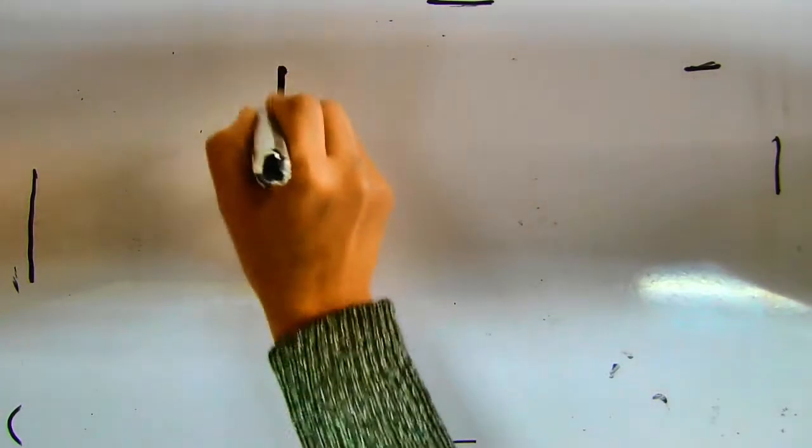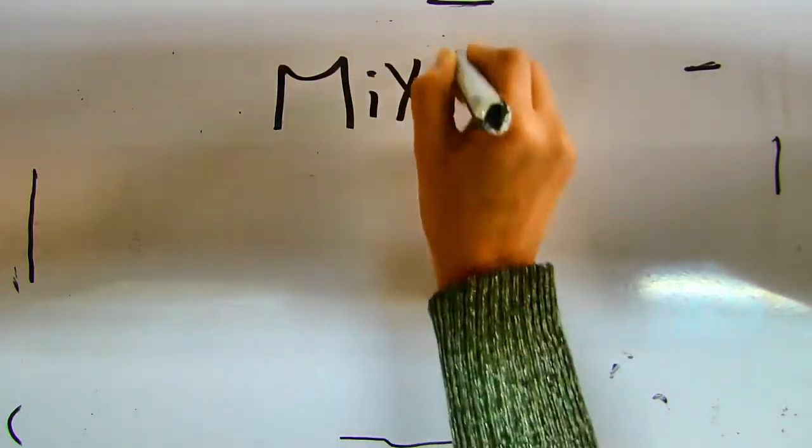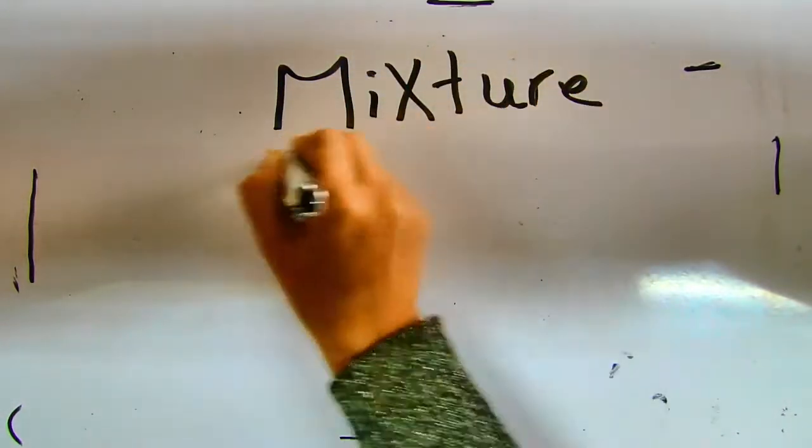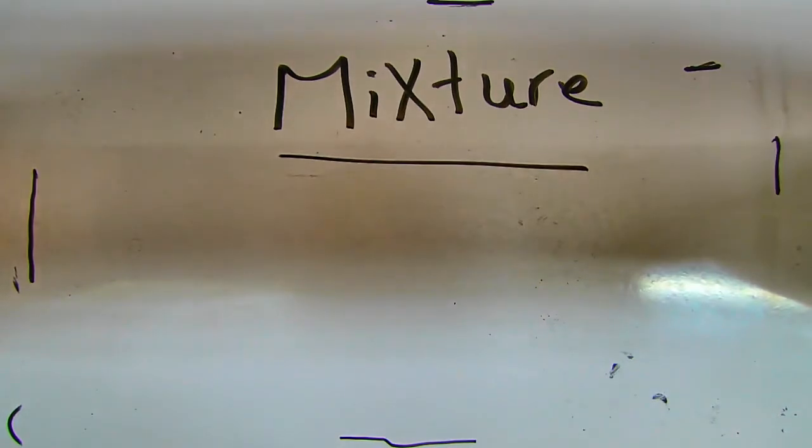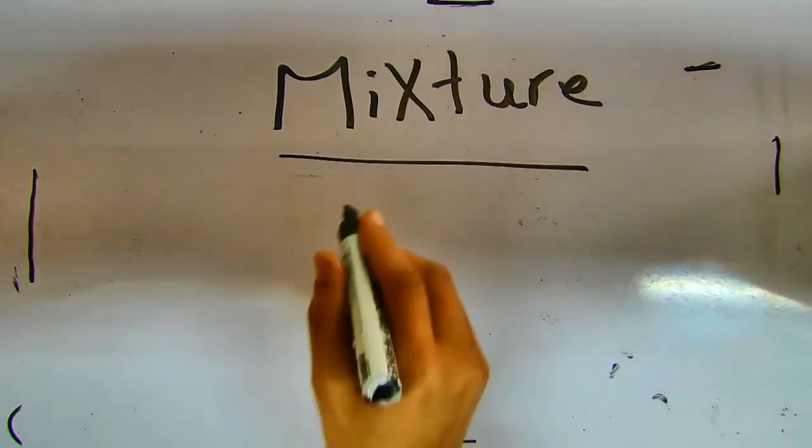Today we're going to take a new lesson which is called mixture. There are two types of matter. First, we have to know there are two types of matter.